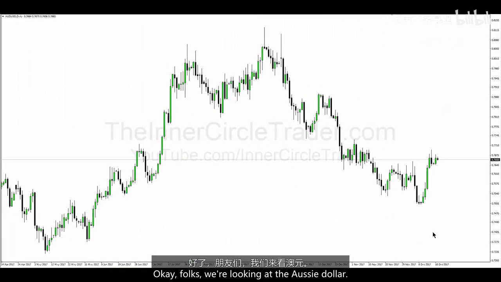Okay, folks, we're looking at the Aussie dollar. This is a daily chart, and I'm going to be using this currency pair. This works on all currency pairs, all markets, all asset classes as well.